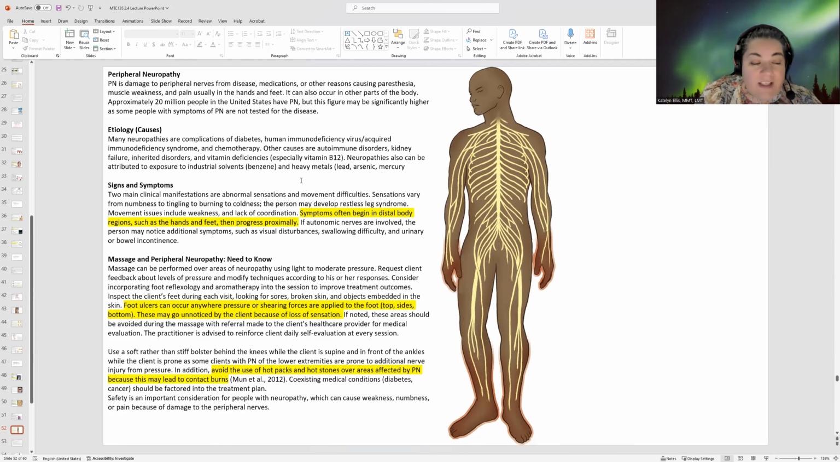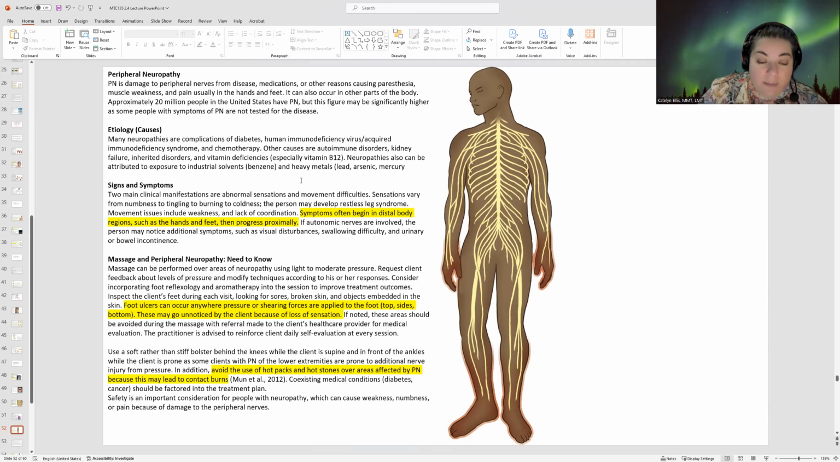I would recommend using a soft rather than a stiff bolster behind the knees. All right, so we're not doing any nerve impingement or any pressure on any nerves in that popliteal region. All right, we know that that's an endangerment site. That's an area of caution, behind the knees. With people with peripheral neuropathy, you want to use a very soft bolster.